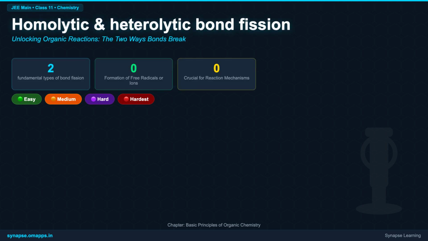Welcome to an exciting journey into the fundamental world of organic chemistry. Today, we'll unravel the crucial concept of homolytic and heterolytic bond fission. This topic is absolutely vital for understanding how organic reactions occur and how new molecules are formed. We'll explore this concept across 4 levels of depth: easy, medium, hard, and hardest, ensuring a comprehensive grasp for your main preparation. Let's dive in.